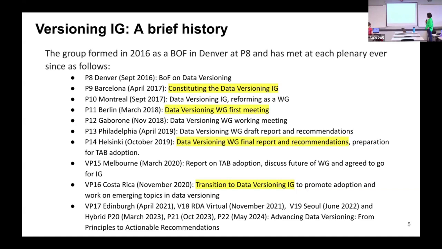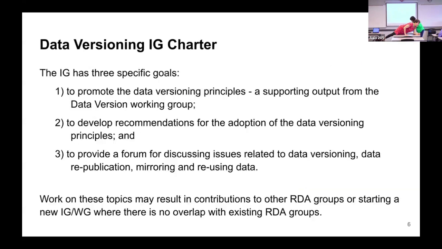Since then, this work in the interest group has been going on, and today we're at Plenary 22. Our topic today is advancing data versioning from principles to actionable recommendations. The interest group has three specific goals: to promote the data versioning principles, to develop recommendations for the adoption of those principles, and to provide a forum for discussion on issues relating to data versioning. That's all in our agenda today. Next slide, please.